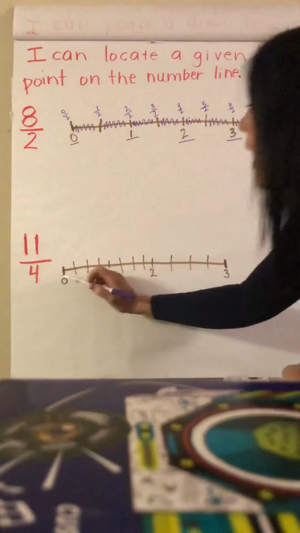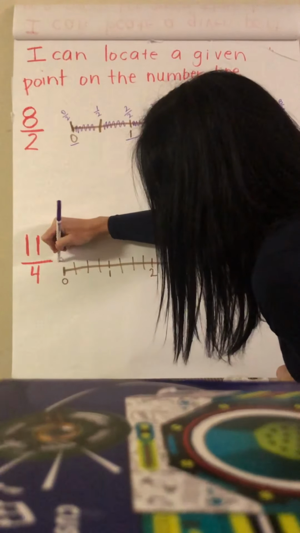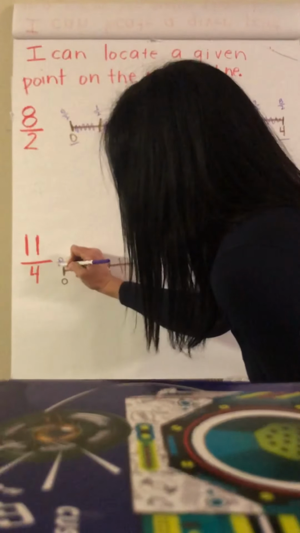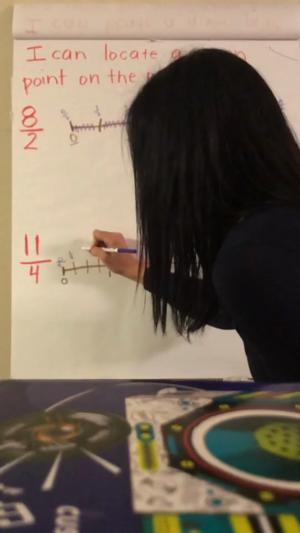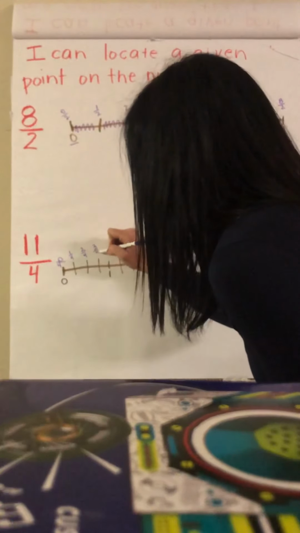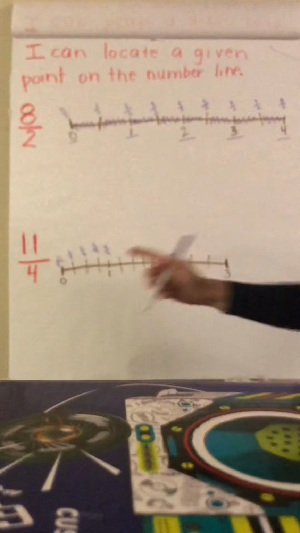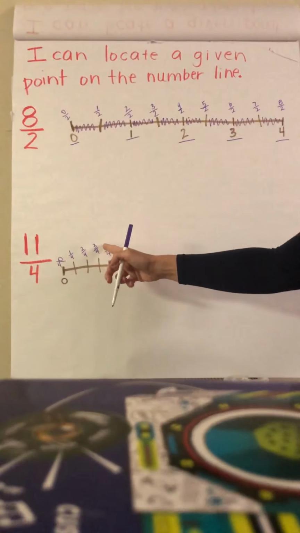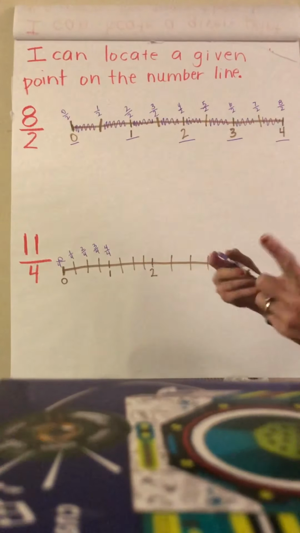Okay, so I know that if I'm at 0, I have 0/4. Okay, then I'm at 1/4. Then 2/4. 3/4, and of course when I get to 1, I have 4/4. Okay, 1 times 4 is 4, or if I divide 4 by 4, it is one group.